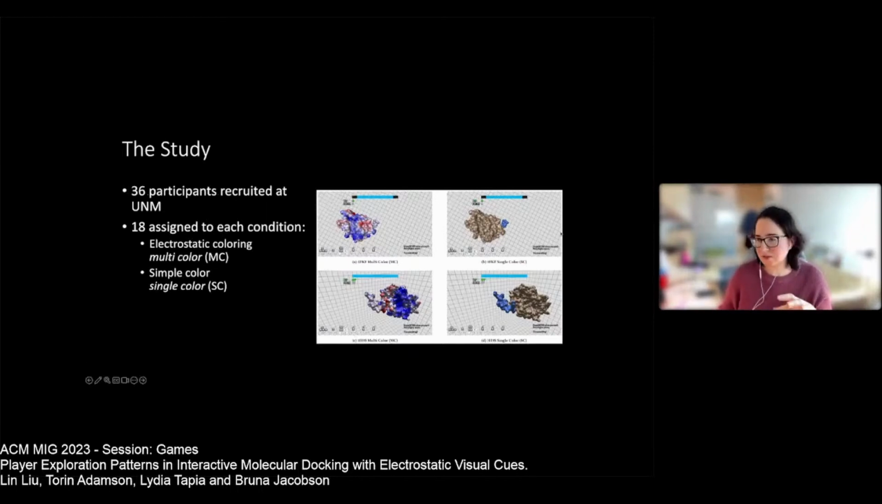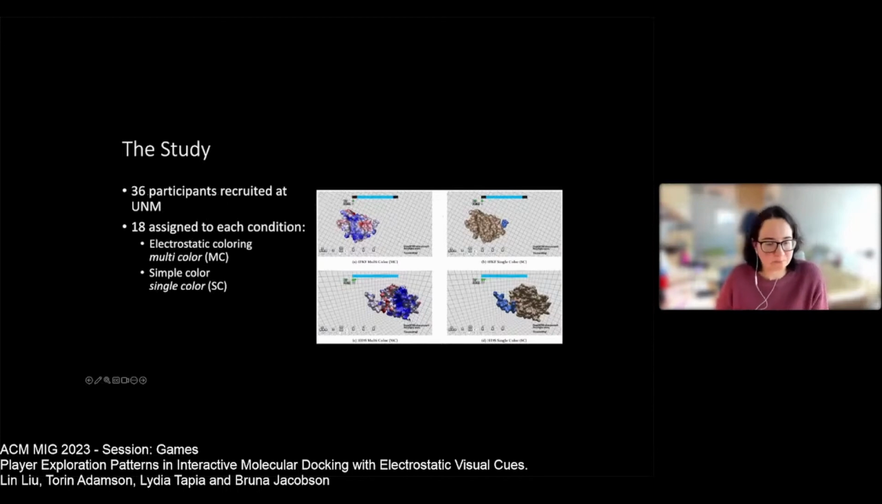And this, when the ligand and receptor are shown in simple colors, so just beige and blue, we'll call that the SC, or the single color environment. And here we have 4 conditions for the 2 molecules we tested. So the 1FKF is on top here in both color conditions, and 3H9S is on the bottom in both color conditions.